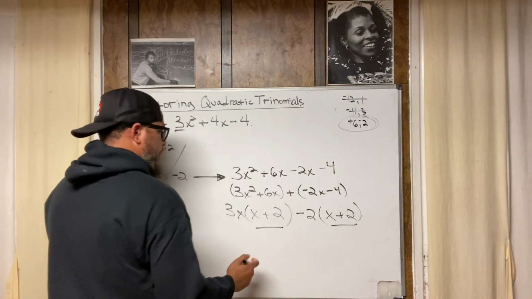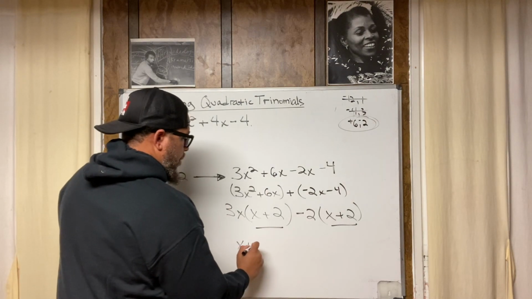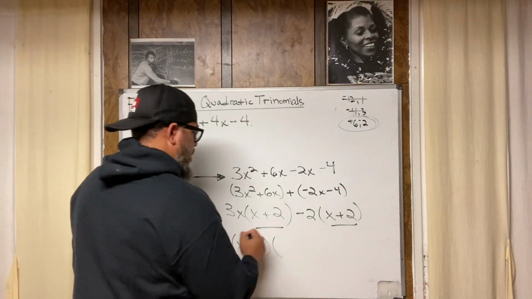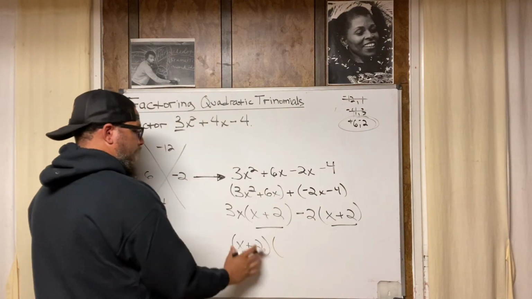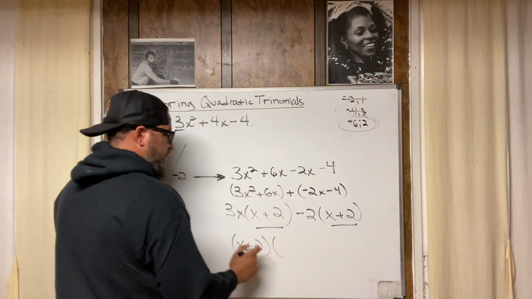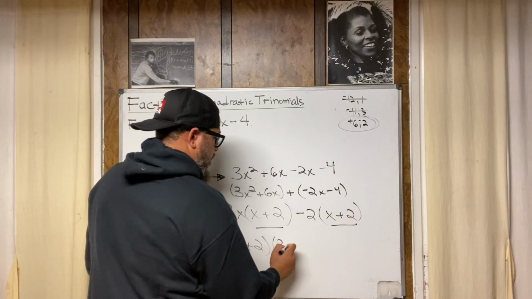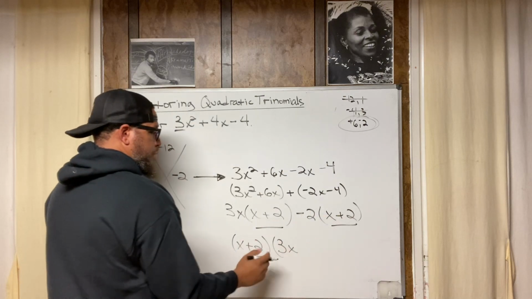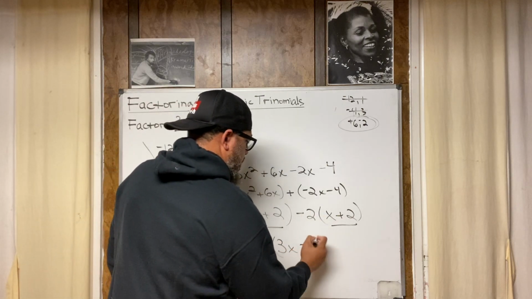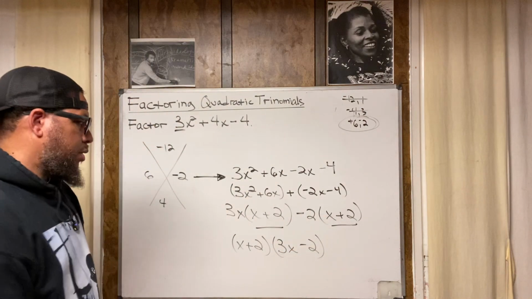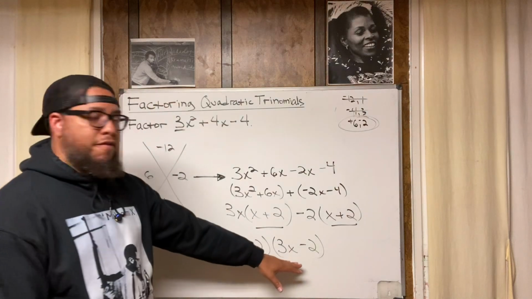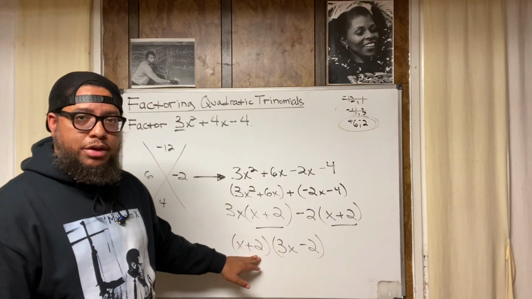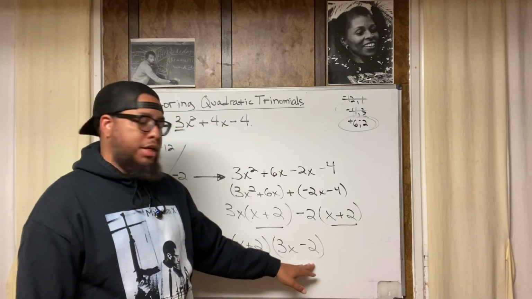So I take this x plus 2, boom, and then I divide this by x plus 2 and that leaves me with 3x, right? And then I divide this by x plus 2, that leaves me with minus 2, right? So now this is going to be our final answer because I can't factor this anymore. I can't break x plus 2 down no more. I can't break down 3x minus 2 no more.